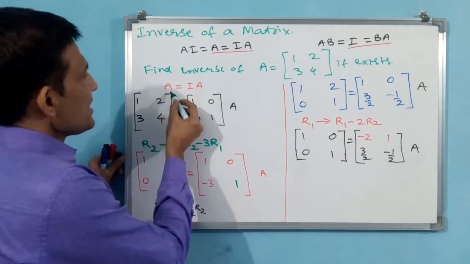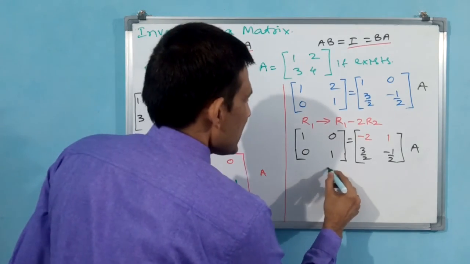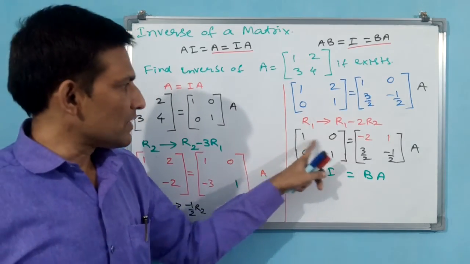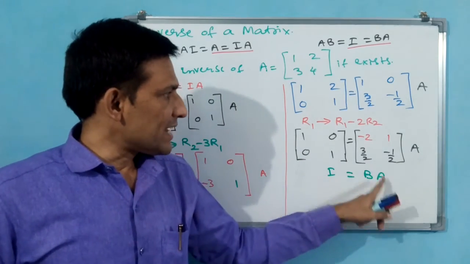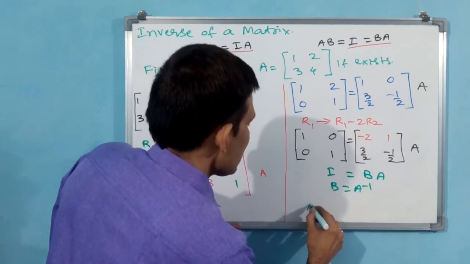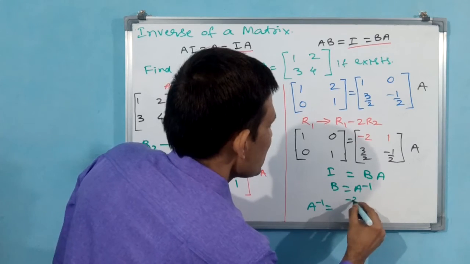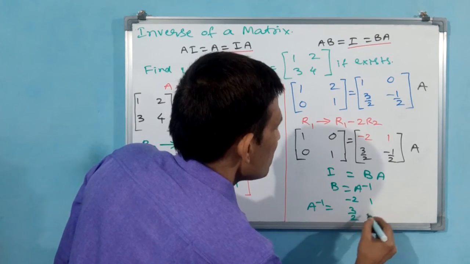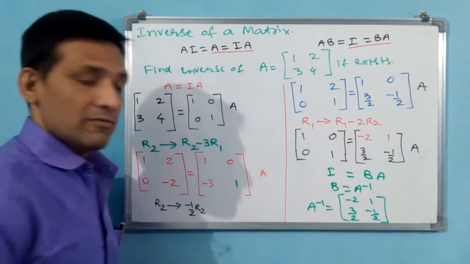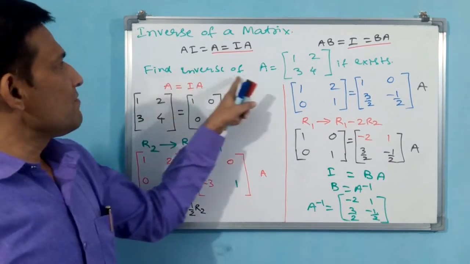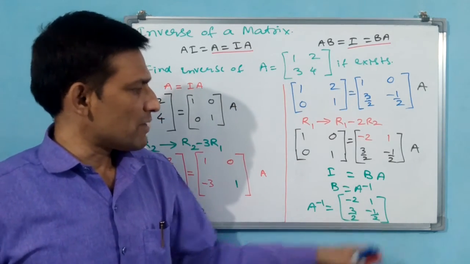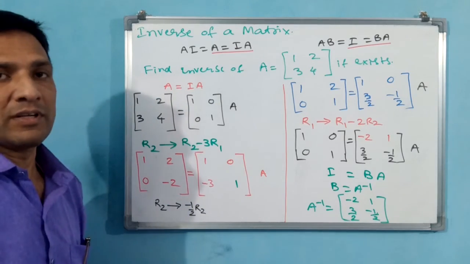Now, shall I write A is equal to IA, I is equal to BA, I have reached. Shall I write like this? You see, this is I now. 1 0 0 1 is I. Then A is intact only. This is B. What is this B? B is equal to A inverse. Finally, A inverse is what? Minus 2, 1, 3 by 2, minus 1 by 2. This is inverse. Find inverse if exists. Yes, inverse exists. Inverse is this one. Minus 2, 1, 3 by 2, minus 1 by 2 is inverse of this 1, 2, 3, 4.